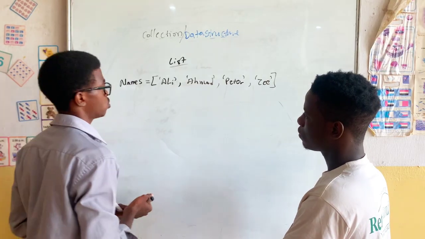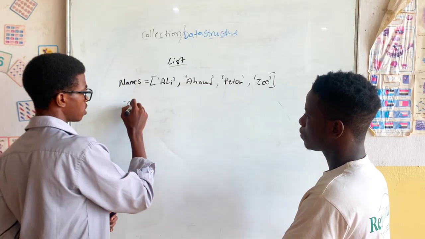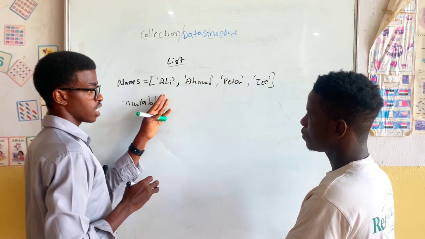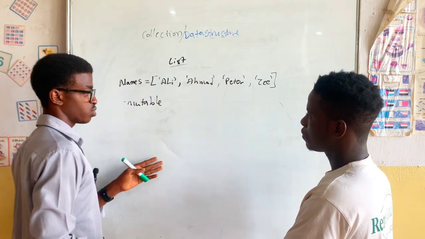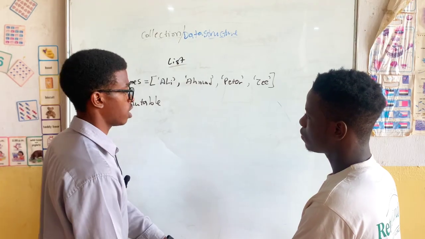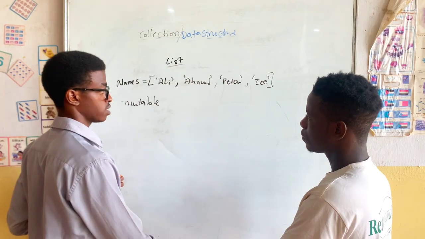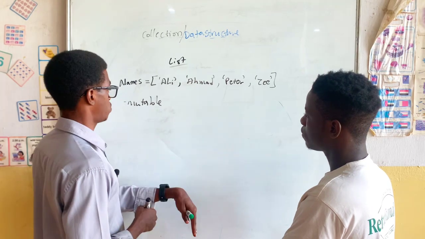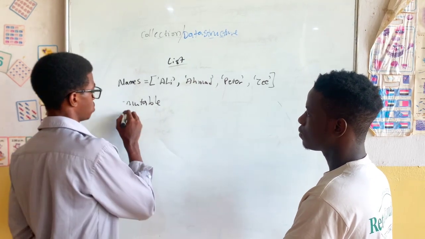First of all, a list is mutable. Mutable in the sense that whatever I put, I can change. For example, when you put your clothes in a basket, you can go and remove them and put another one. That's what mutable means: you can change what you put. And also, a list is ordered.